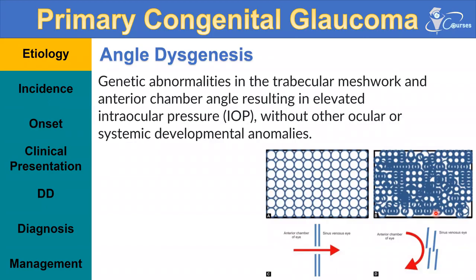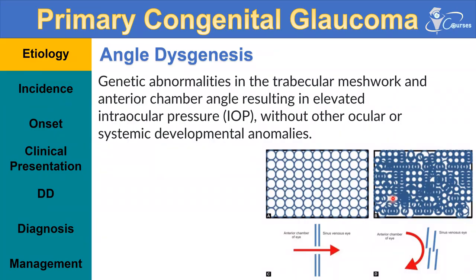The etiology of primary congenital glaucoma is an angle dysgenesis, like the angle didn't form normally. If you consider this the normal trabecular meshwork, it will allow the aqueous to pass smoothly from the anterior chamber of the eye to the venous sinus system of the episcleral veins and others. So it will be like a normal smooth passage.